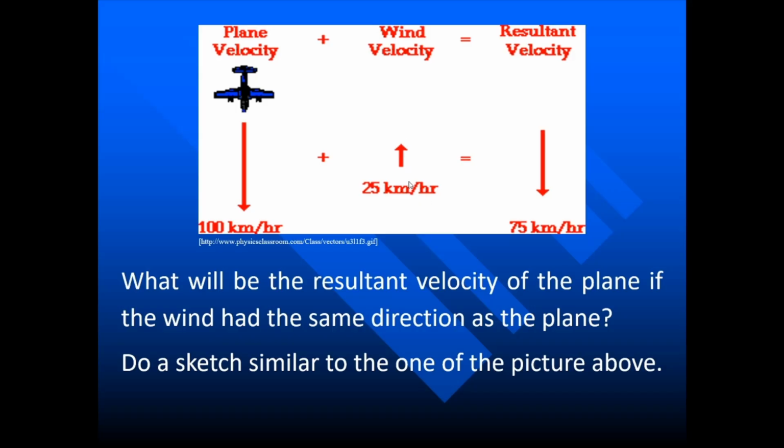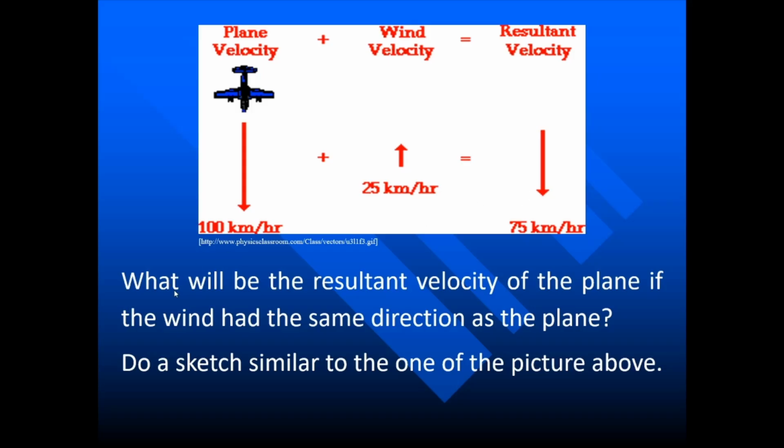So what you have to do in this case is add up both velocities to see what the resultant velocity is. And in this case, it would be 75 kilometers per hour. This is really important to show you why the direction is important for velocity, because if they were going in the same direction, we would get a different speed.